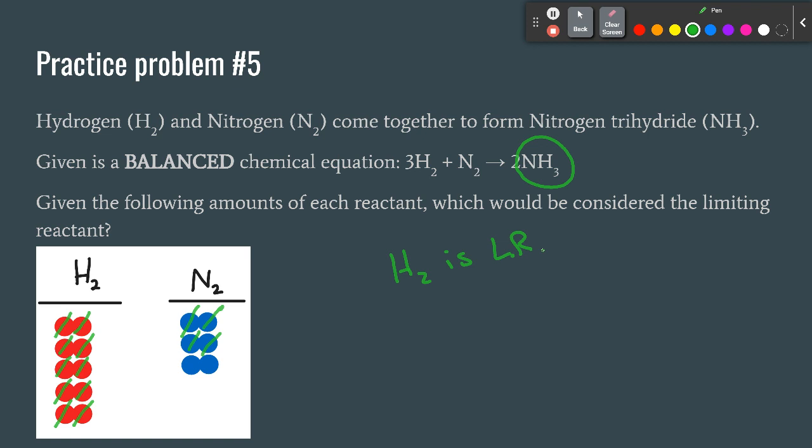All right, so this is all I have for you on excess and limiting reactants. I know it was a lot.